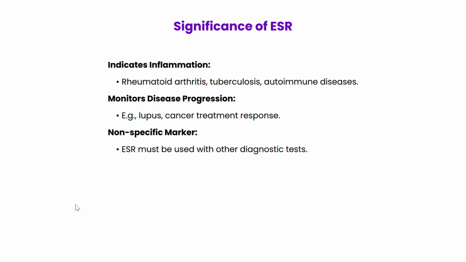Finally, let's talk about the significance of ESR. ESR is a key indicator of inflammation and helps in diagnosing diseases like rheumatoid arthritis, tuberculosis, and autoimmune conditions. It is also useful in monitoring the progression of diseases or the response to treatments, especially in cases like lupus or cancer. However, remember that ESR is a non specific marker. It should always be used in combination with other diagnostic tests for accurate diagnosis.